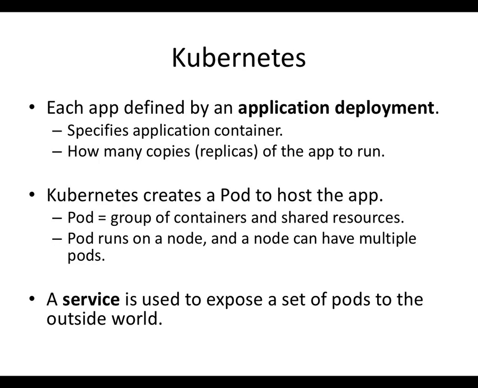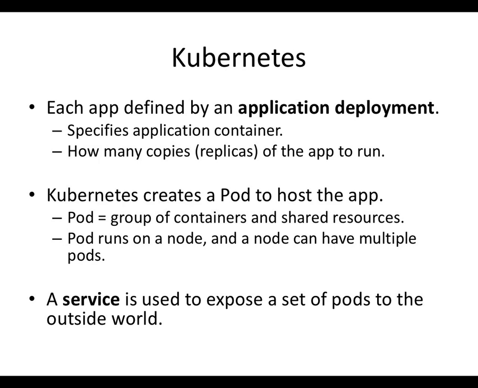Once I create my application deployment, what Kubernetes will do is create something called a pod. And this is sort of an abstract concept. A pod is just the way that Kubernetes organizes the application. So it puts every application deployment inside a pod, and a pod contains everything needed to support that application, including any sort of shared resources, things like volume mounts that the application depends on.